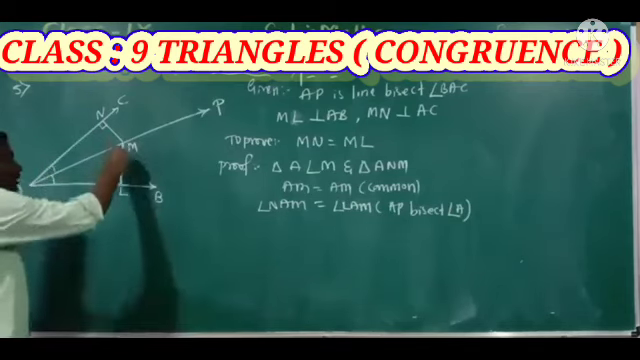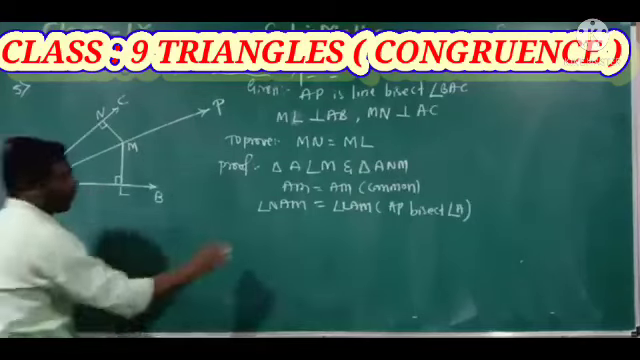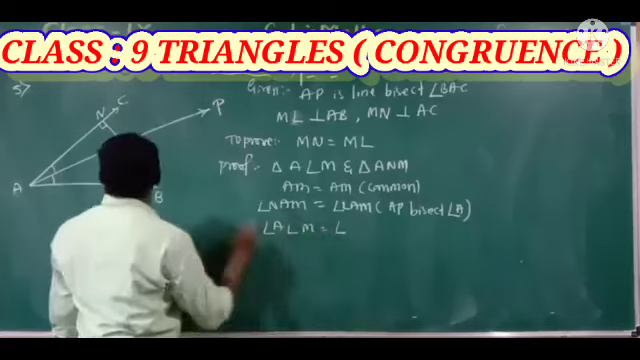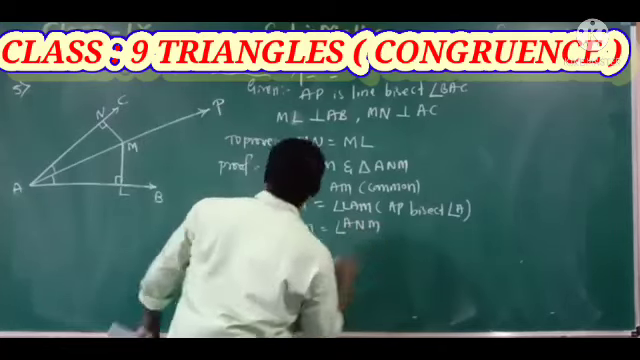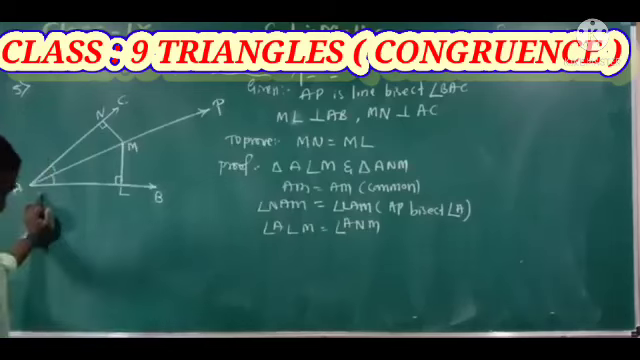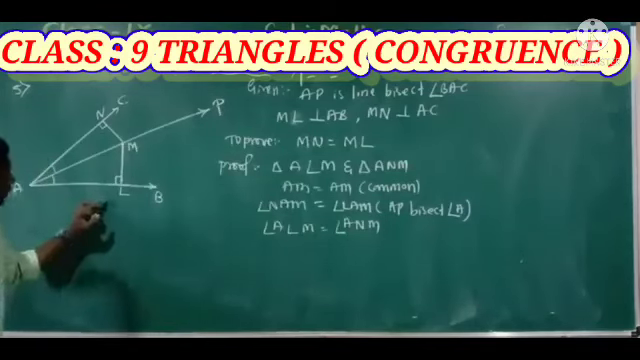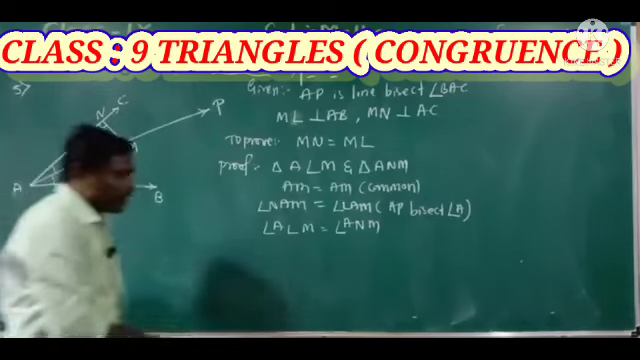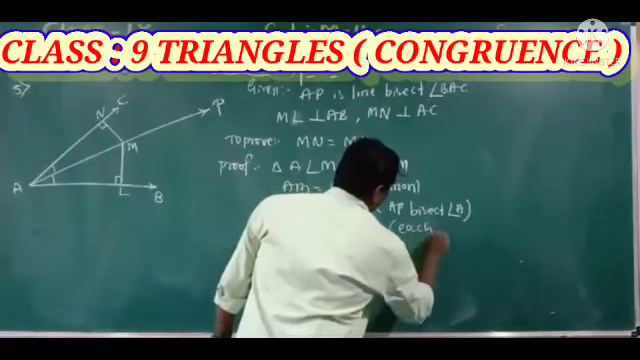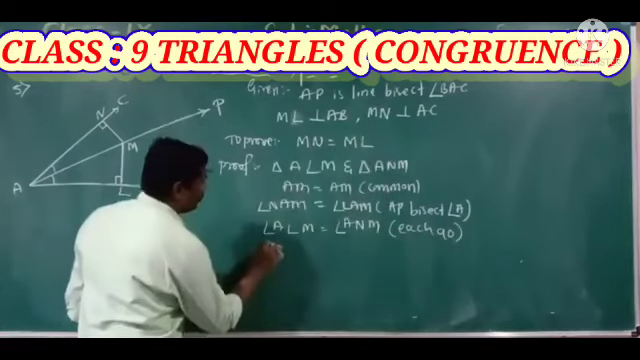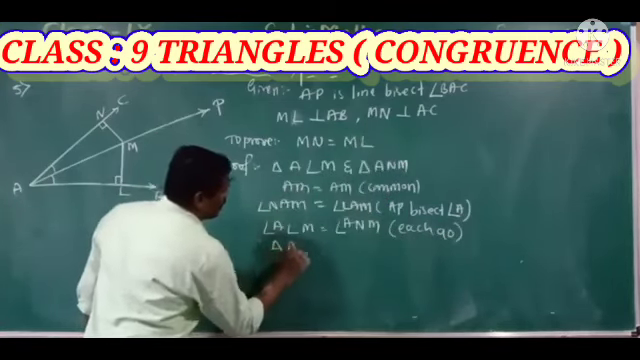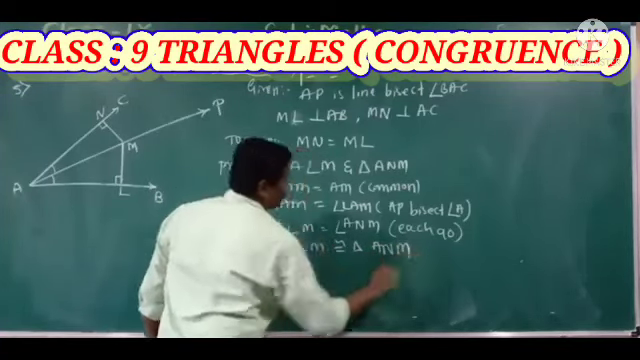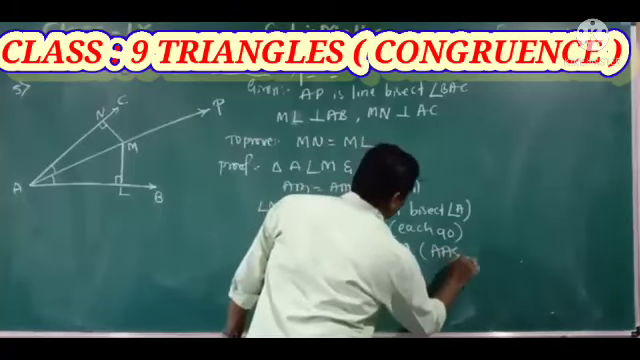angle ALM is equal to angle ANM. What you are observing here at the angle L? Angle L is also 90 degrees, angle N is also 90 degrees. So these two angles are 90 degrees each. Therefore, triangle ALM is congruent to triangle ANM by using the criteria AAS.